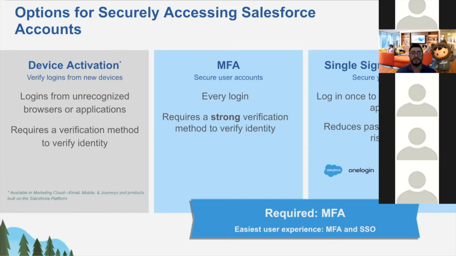to log in. So device activation requires users to provide an additional authenticator factor if they log in from an unrecognized browser. So that's the trigger. If the Salesforce product does not recognize your browser, then they will trigger this device activation mechanism. It can also happen if you attempt to log in from a new IP address outside a trusted IP range.